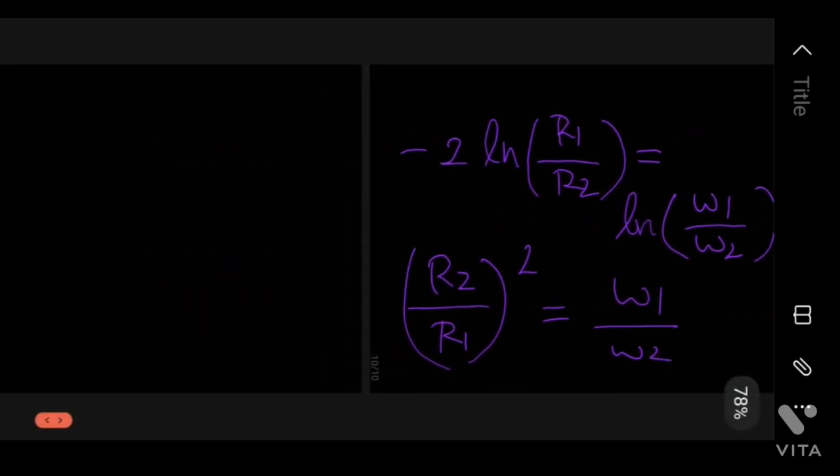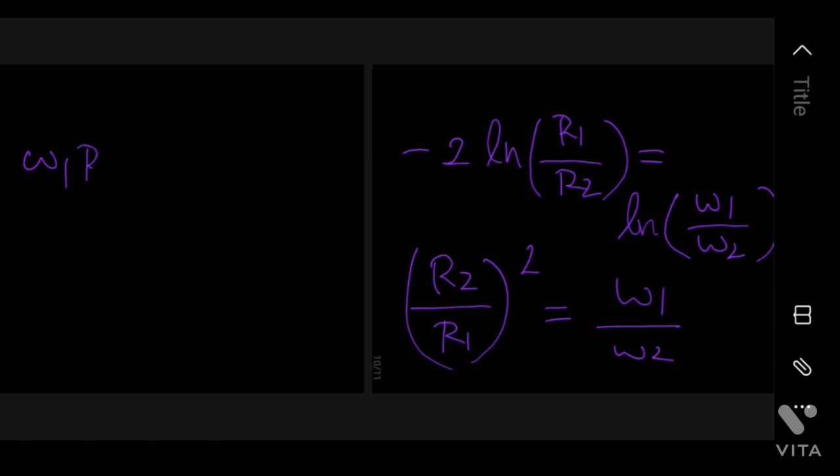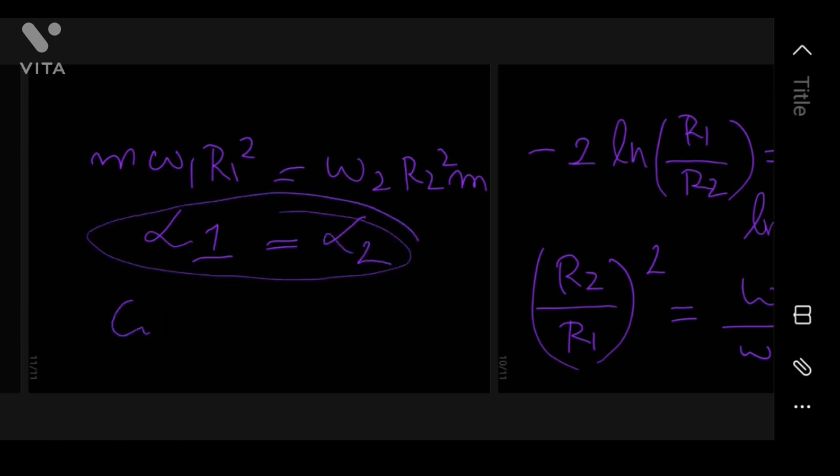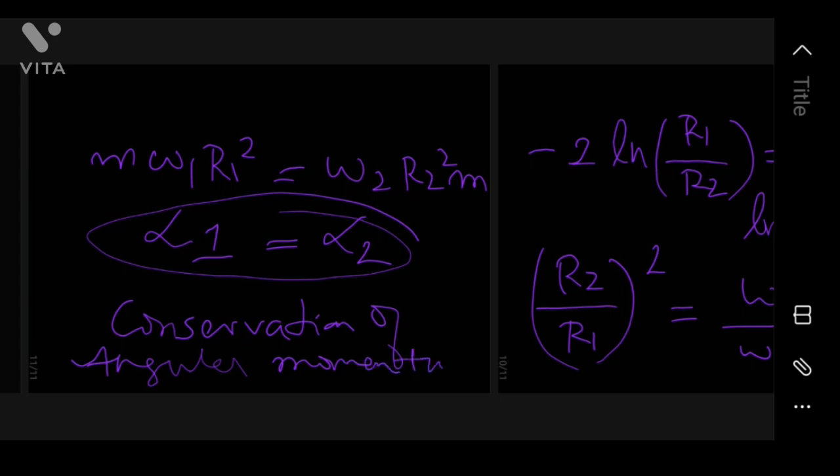So rearranging, we write omega 1 r1 square is equal to omega 2 r2 square. When I multiply both sides by m, I can write m omega 1 r1 square is equal to m omega 2 r2 square. m omega 1 r1 square is the angular momentum of case 1, which is equal to m omega 2 r2 square, the angular momentum of case 2. So L1 is equal to L2. This is the conservation of angular momentum. This is the proof.